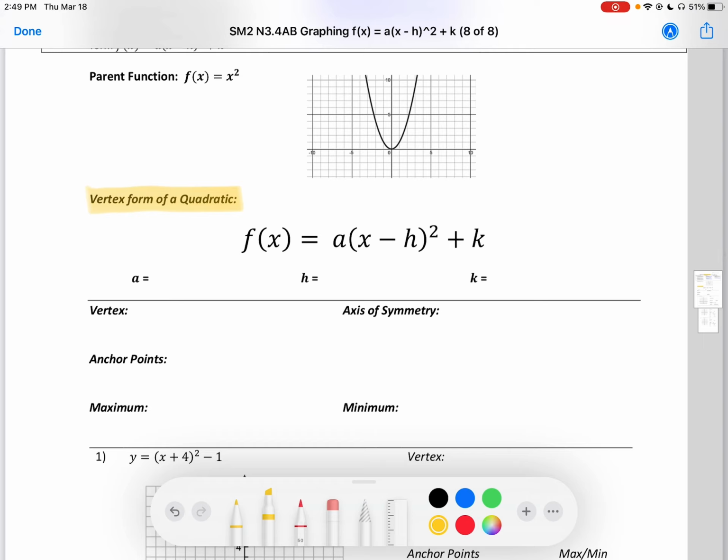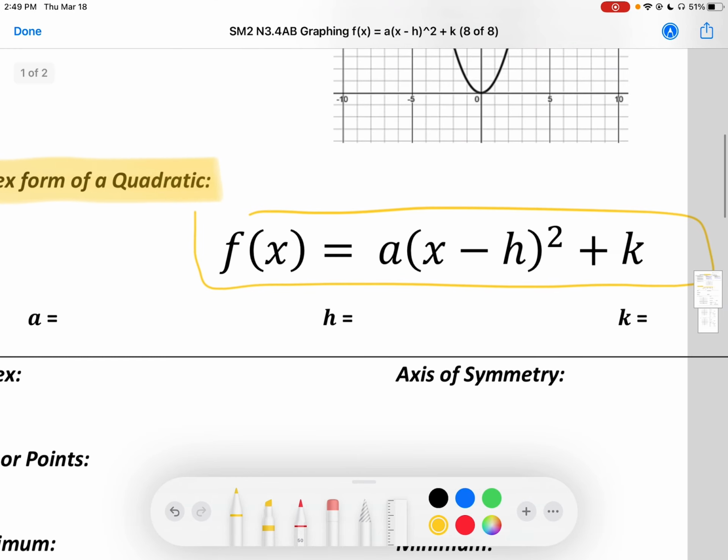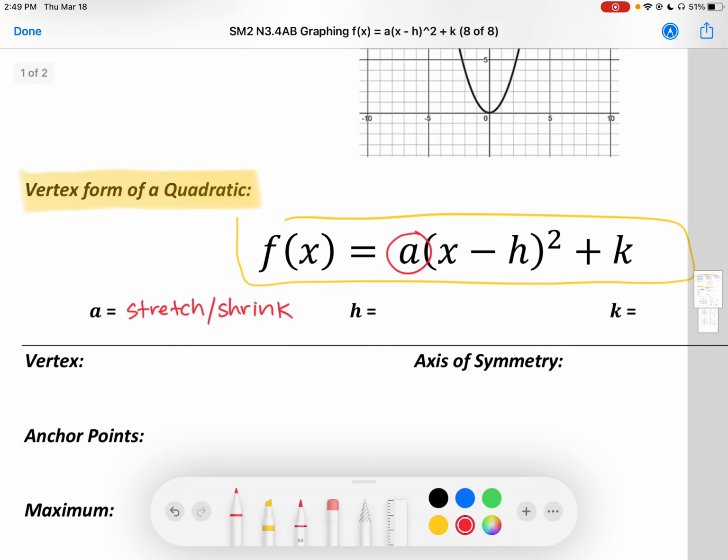Okay, now this has been generalized, so look at this right here. Let's look at what each of these do. Now A is my number out front, right? So A is my stretch and my shrink. We've had lots of practice with that. If A is bigger than 1, it's a stretch. If it's smaller than 1, it's a shrink. Also remember, if there's a negative in front, that means we reflected the graph. So watch for that in front.